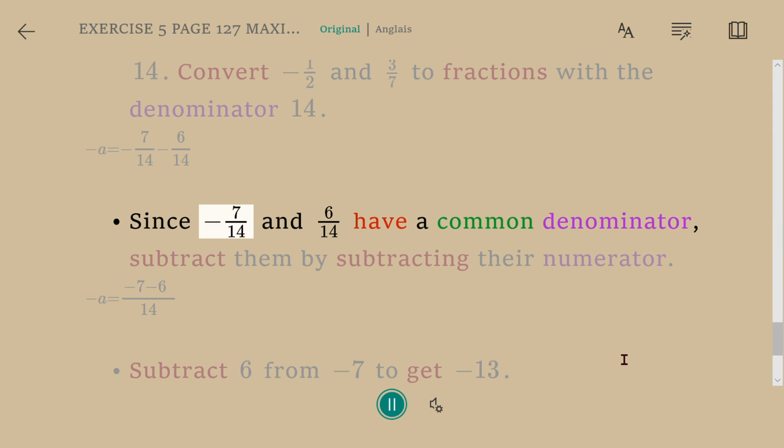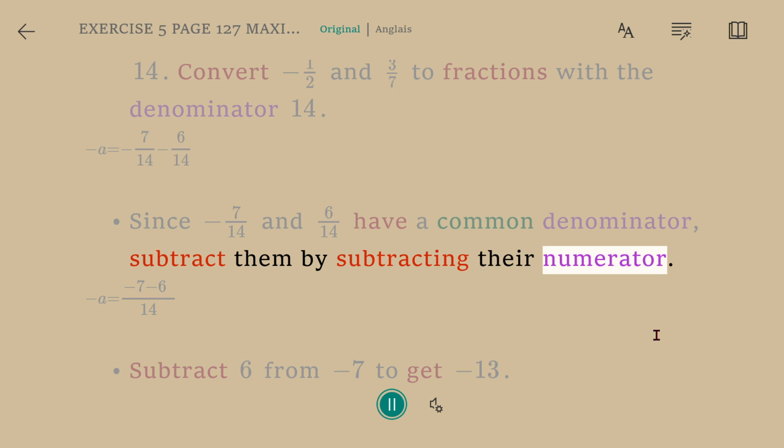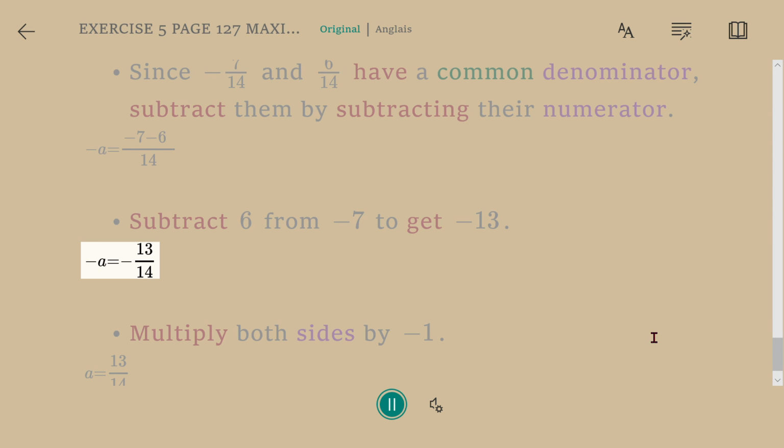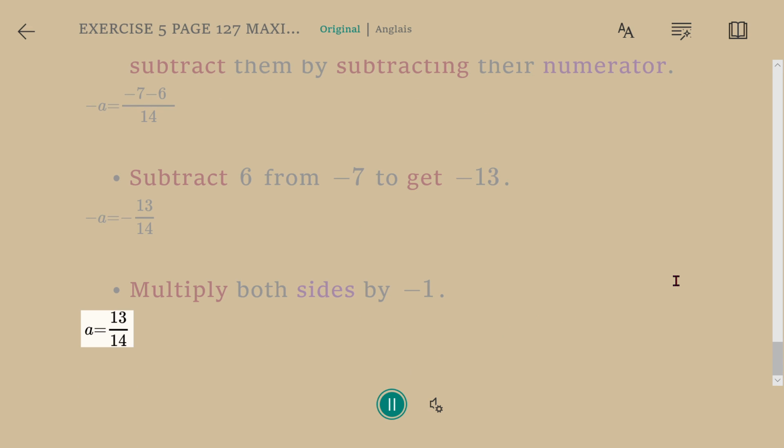Since minus 7 over 14 and 6 over 14 have a common denominator, subtract them by subtracting their numerators. Minus A equals minus 7 minus 6 over 14. Subtract 6 from minus 7 to get minus 13. Minus A equals minus 13 over 14. Multiply both sides by minus 1. A equals 13 over 14.